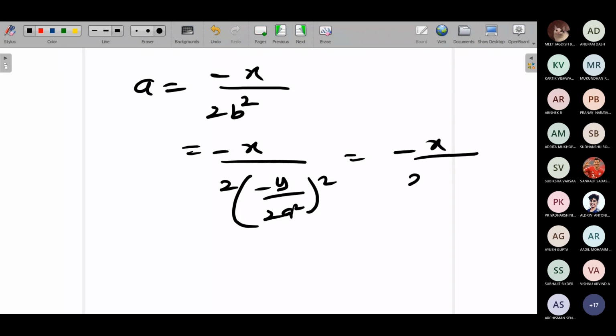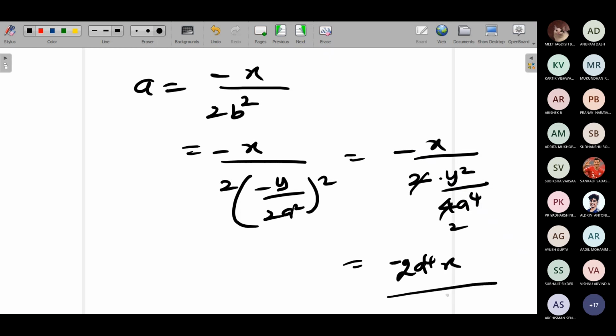Simplify this. Minus x by 2 into y square by 4a power 4. This and this will get cancelled. We'll get 2a power 4 x divided by y square, minus. Why is a coming? What did I do?